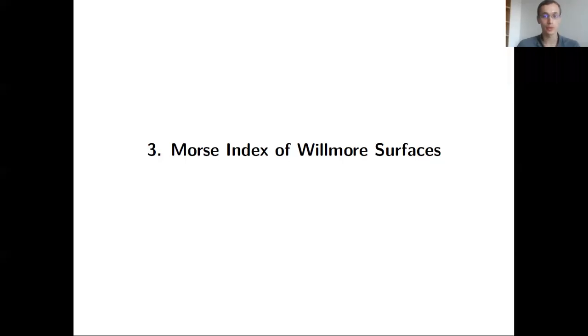We'll now go to this last part of the talk on the Morse index of Willmore surfaces. If you remember, the Willmore energy is a first order functional. So if you look at the second derivative, it will be quite complicated. But looking at the work of Bryant, we see that we can try to see what we can say about the case of conformally minimal surfaces, and it will be a general case at least for immersions.